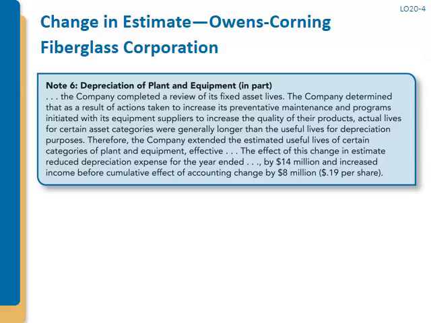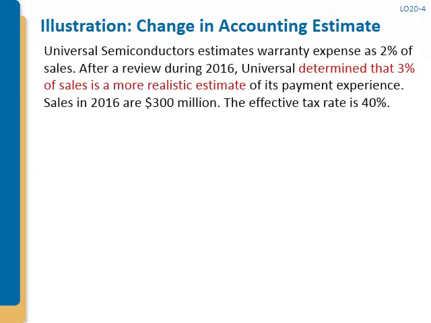When Owens Corning Fiberglass revised estimates of the useful lives of some of its depreciable assets, the change was disclosed in its annual report as shown in the illustration. An example of another change in estimate is provided by this illustration.